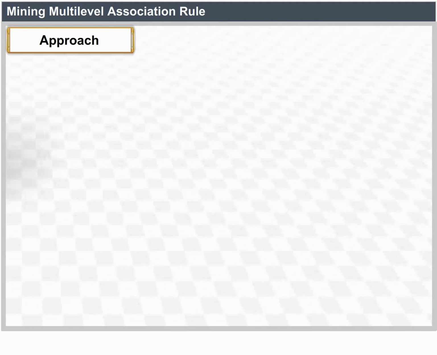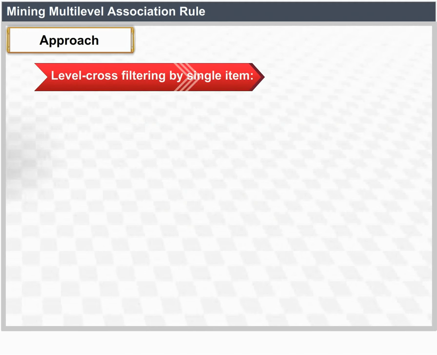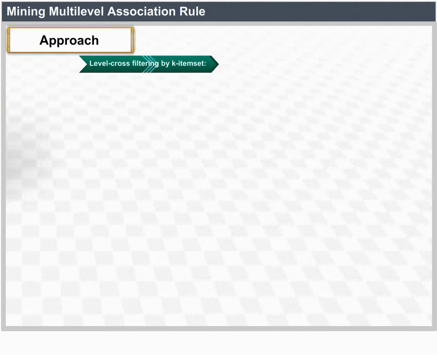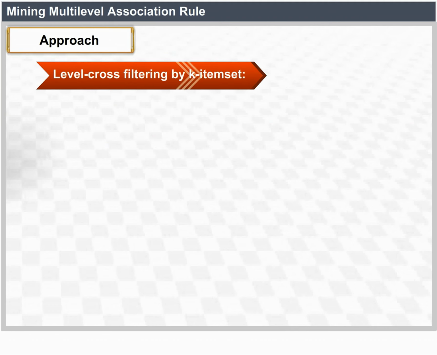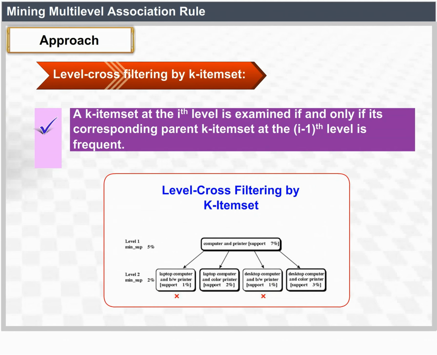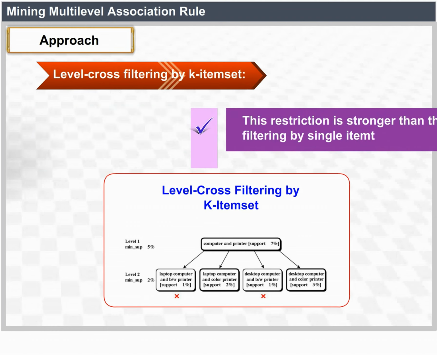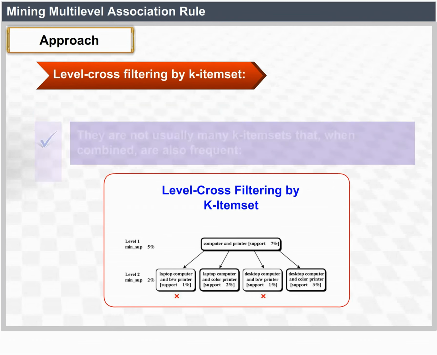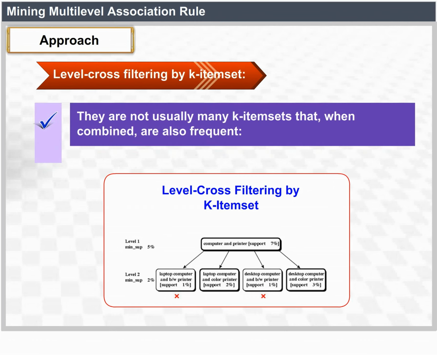Level-cross-filtering by single item: an item at the ith level is examined if and only if its parent node at the (i-1)th level is frequent. Level-cross-filtering by k-itemset: a k-itemset at the ith level is examined if and only if its corresponding parent k-itemset at the (i-1)th level is frequent. This restriction is stronger than the one in level-cross-filtering by single item. There are not usually many k-itemsets that, when combined, are also frequent. Many valuable patterns can be mined.